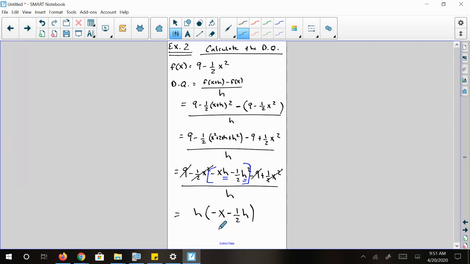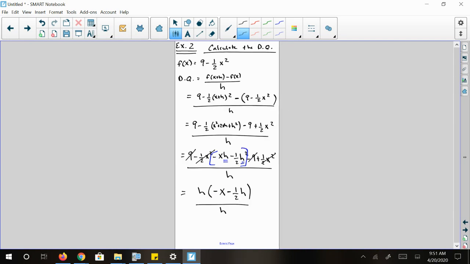And you will always see this every time you're calculating a difference quotient by hand like this. These h's cancel out. Top and bottom, you can divide them out. And when I'm done, I'm left with negative x minus 1/2 h. So again, we come up with a formula that would help us determine the slope between any 2 points along the secant line for this function.